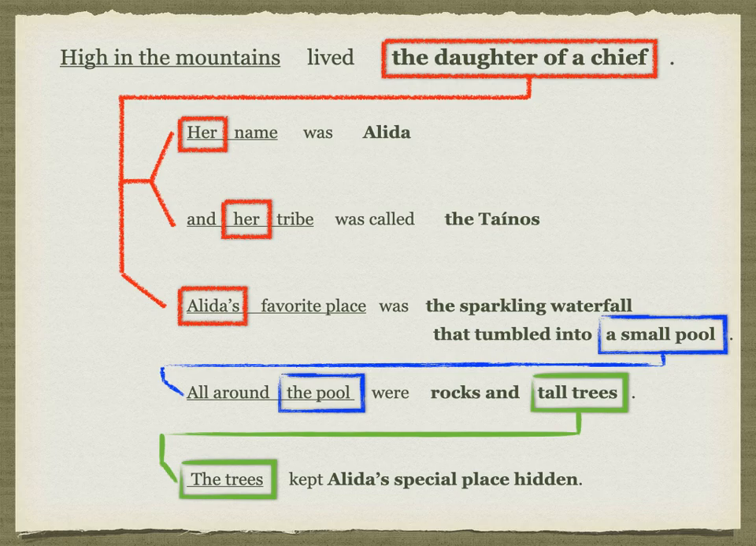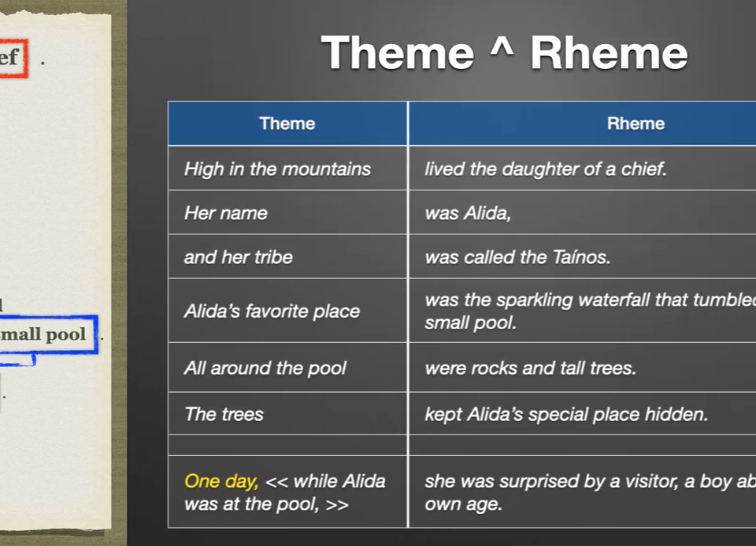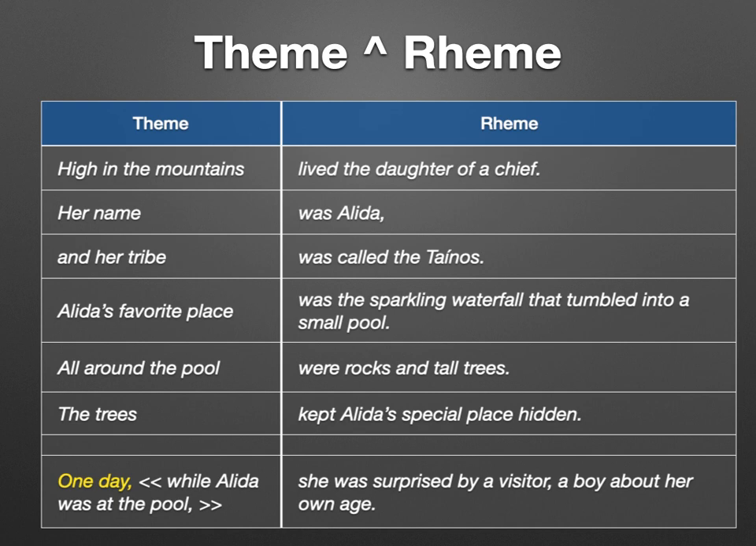Now, if you look at the whole passage, there is a kind of movement from high in the mountains to Alida's special place. So it's not just the local selections of theme, message by message, but also within the whole sequence. One way of displaying such an analysis is just in a tabular form. You tabulate theme and rheme. That can be helpful if you're scanning for patterns.